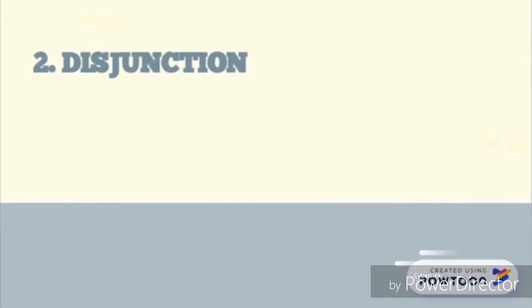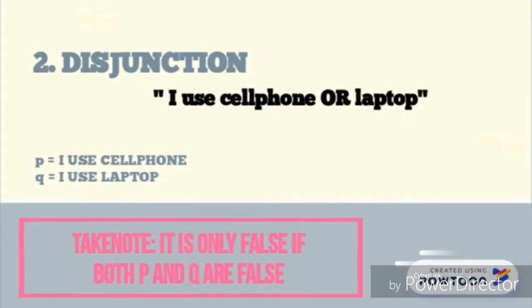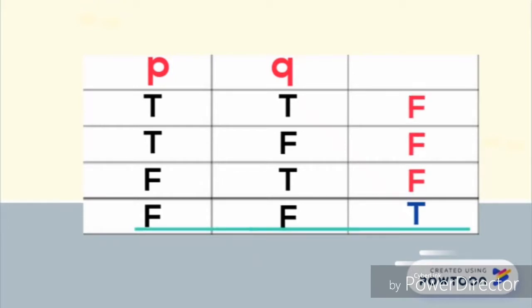Number 2, disjunction. I use cell phone or laptop. P is equal to I use cell phone. Q is equal to I use laptop. Take note, it is only false if both P and Q are false. The given are P is true, true, false, false. Q is true, false, true, false. The last row of P and Q will become false and the rest will become true.